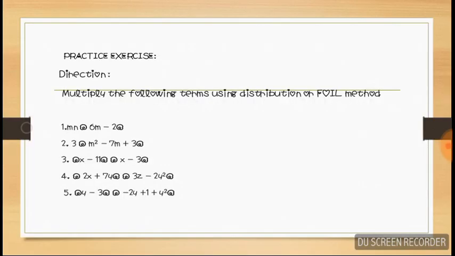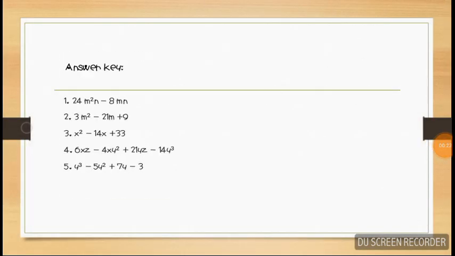Now let's have our practice exercise. I prepared 5 items of exercises, and you must use either the distribution or the FOIL method. After you answer these exercises, I also prepared the answer key. Check if you got the right answers.